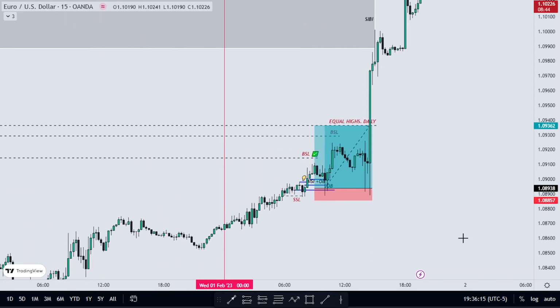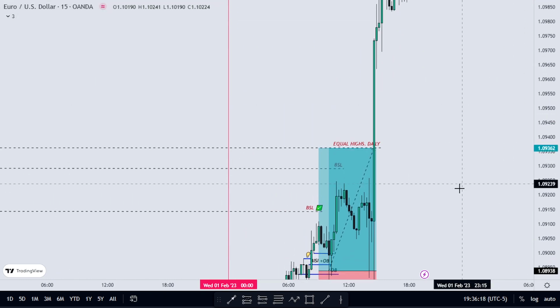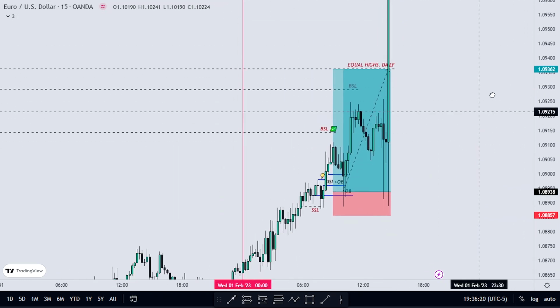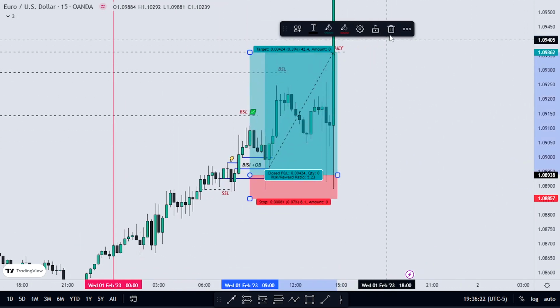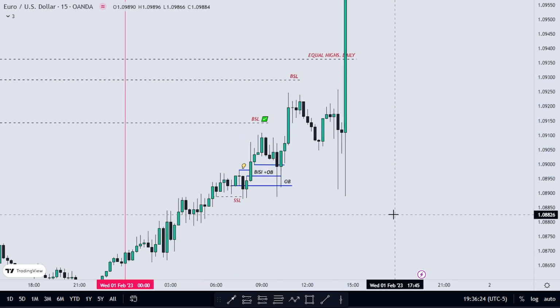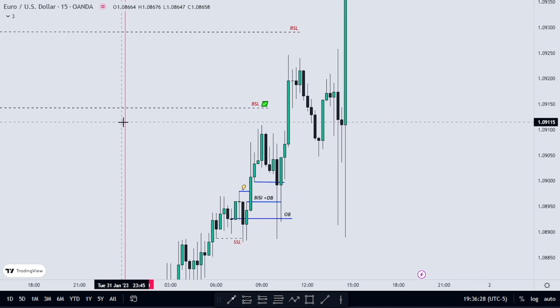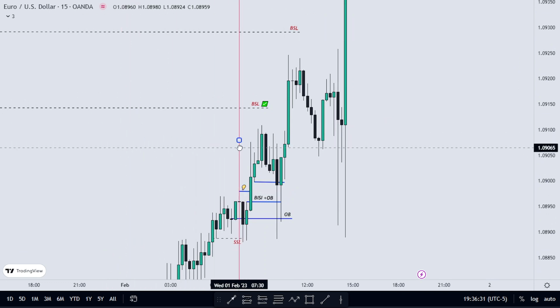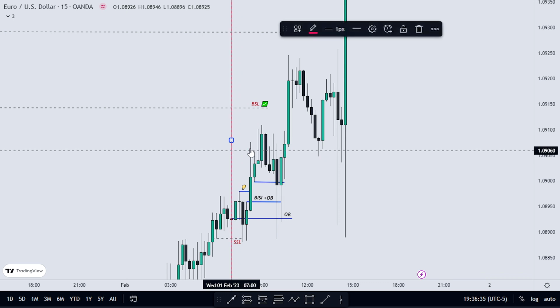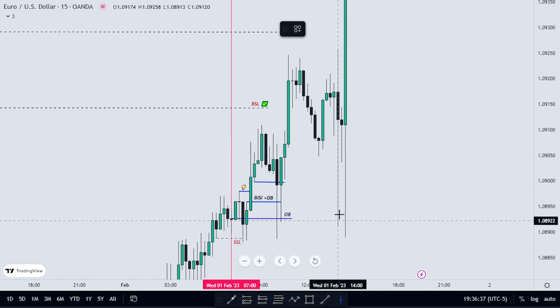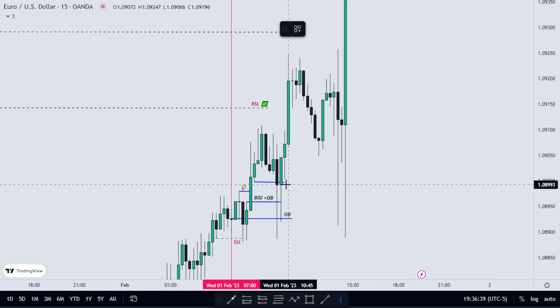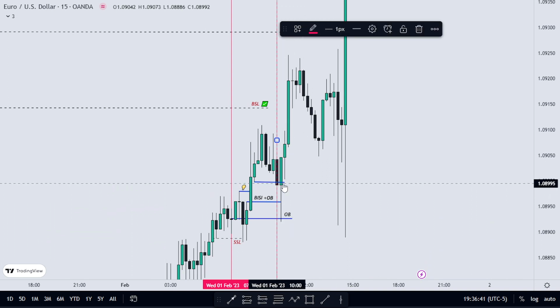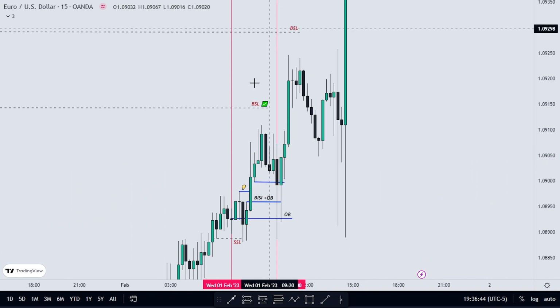And on the 15 minutes chart, these are my clear liquidity pools. Let me get rid of this first. On the 15 minutes chart, during New York kill zone, which is from 7, right here, to 10. Okay, 7 to 10. So this is the New York kill zone, right? So let me get rid of these lines again.